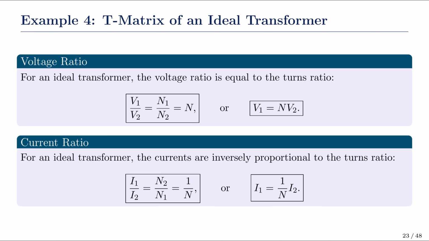These two equations completely characterize the ideal transformer from the viewpoint of the two-port network model. Notice that the voltage is multiplied by N while the current is divided by N. Consequently, the ideal transformer transfers power without loss, subject to the chosen port current convention.